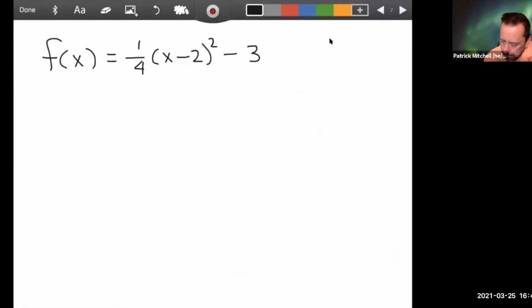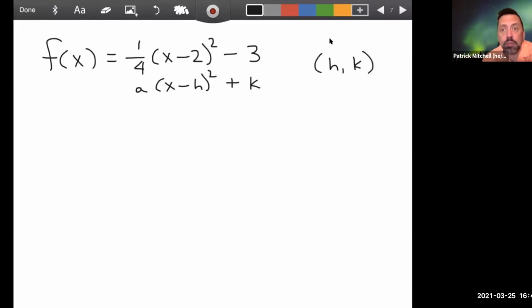All right, here we go. So remember a(x minus h) squared plus k. All right, so this time I do get the minus with the h. x minus 2 is x minus h, so that just means that h is 2. Everything else in there is the same. But now the sign in front of k is different. Plus k is equal to -3, so that means k is -3. So the vertex is 2, -3.